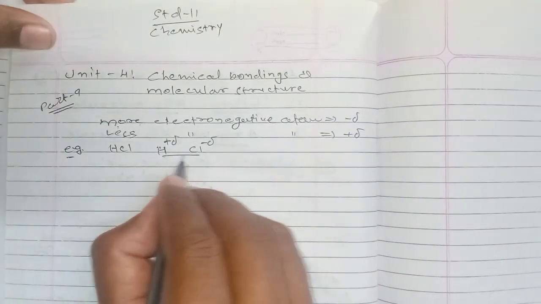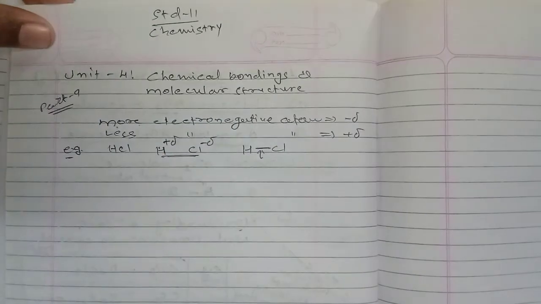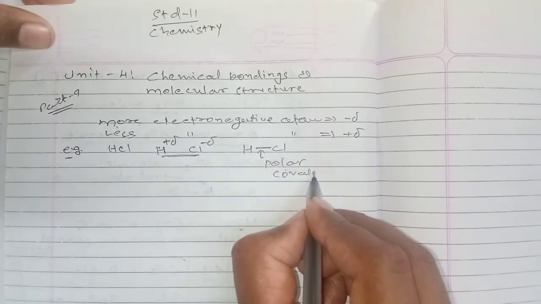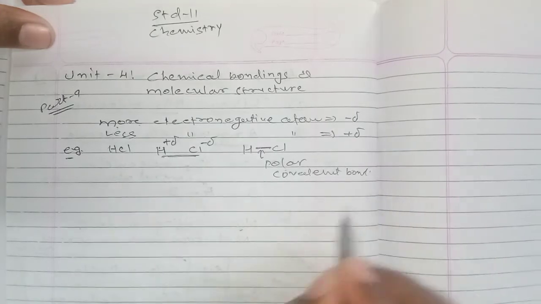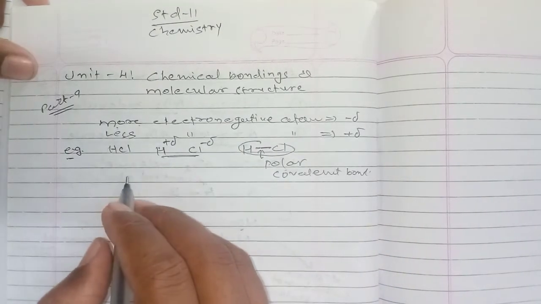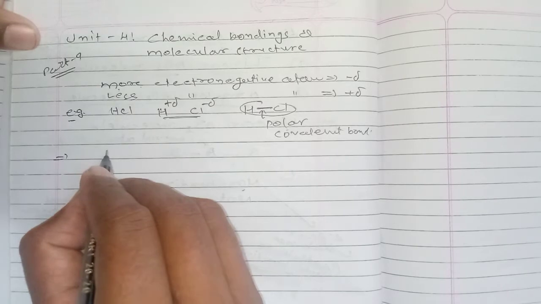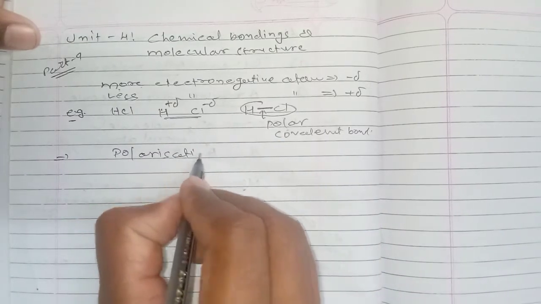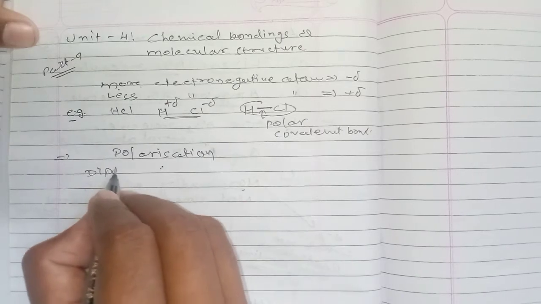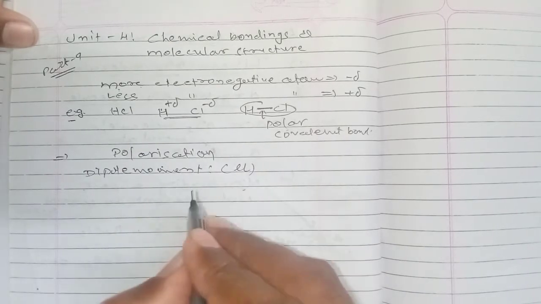And because of the polarization, a polar covalent bond is formed, and the molecule possesses a dipole moment. Here, as a result of the polarization, the molecule possesses a dipole moment, which is indicated by mu.